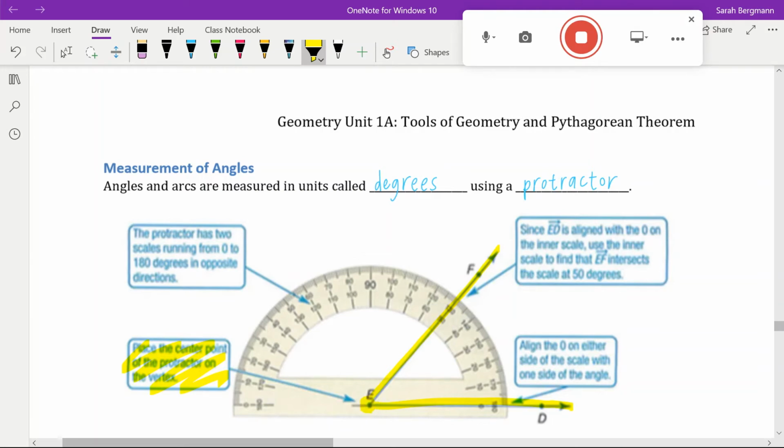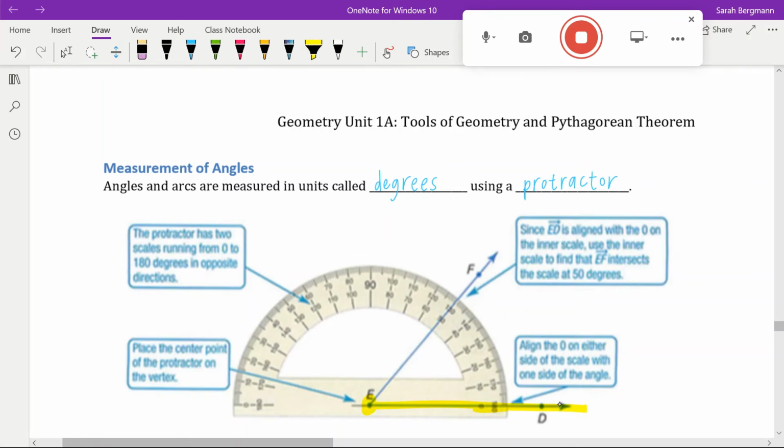There is sometimes a hole in the protractor that can really help you line it up perfectly with that vertex point, but you always want to line it up right there. Next, once you have the vertex in that center point, you want to make sure this 0 marking is on one of the sides of the angle. Remember, the sides are the rays. So you'll want to make sure that 0 is lined up with one of the sides.